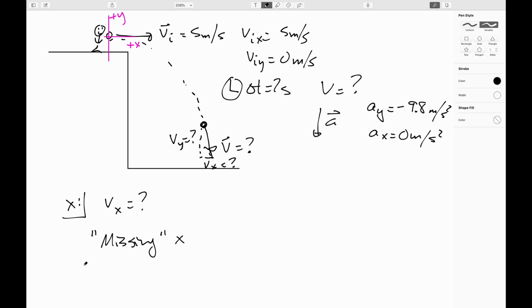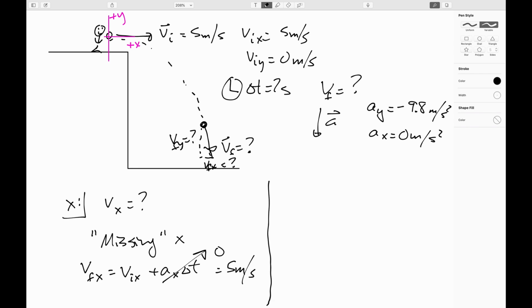So we can use the missing x equation to say V final x is equal to V initial x plus a sub x delta t. Well, a sub x is 0. We're always allowed to stick in 0 right away, so let's do that. So we get that the x component of the final velocity is the same as the initial, so it's 5 meters per second.